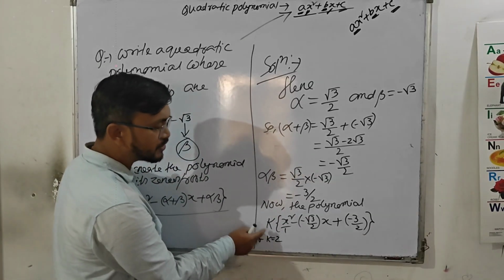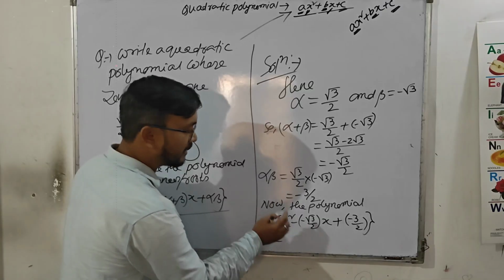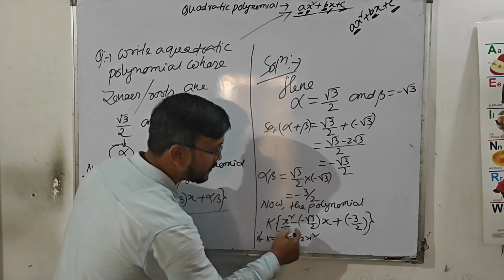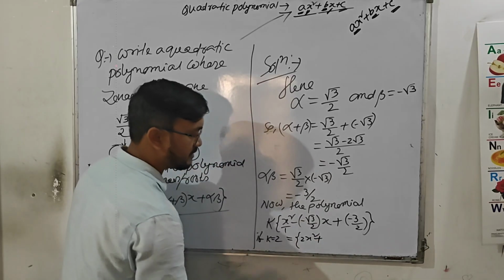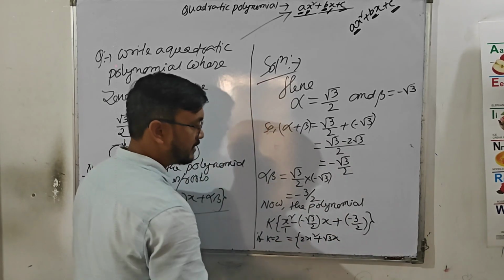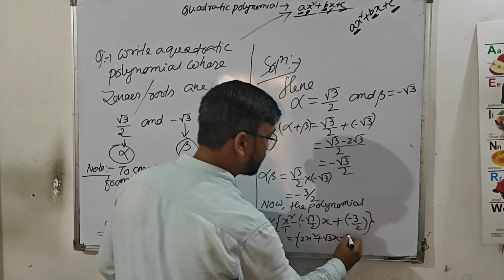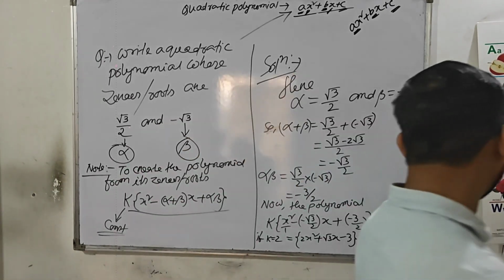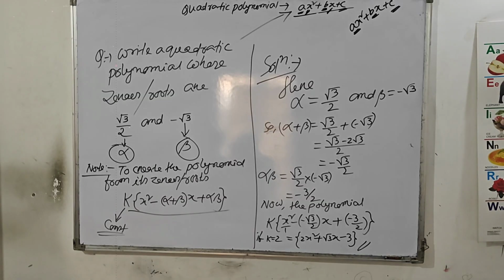If the k value is 2, that means k 2 should be multiplied here. It will be like 2x square minus 2 minus plus. If I multiply 2 with this, it will be this. If I multiply 2 with this, it will be this. So the final polynomial is this one.